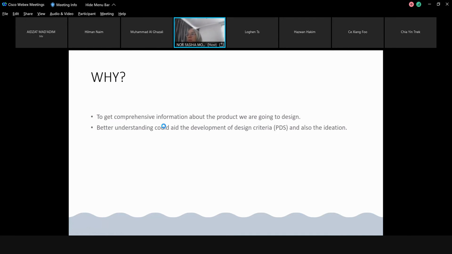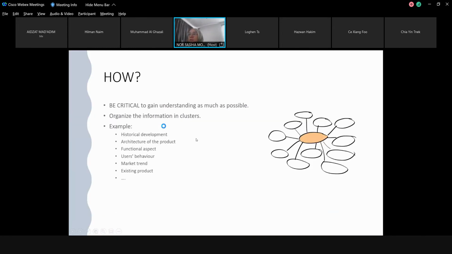And then better understanding of the product could aid the development of PDS, and also the ideation process, the process of creating the idea later. How? It is easy. Be critical. Being critical means you find information as much as possible. No further question. If you have any question, you find out the answers.